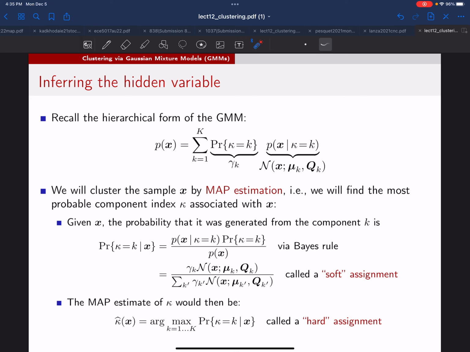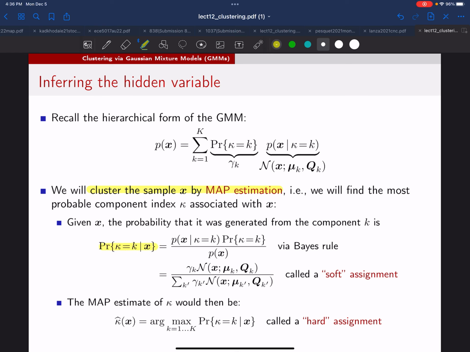So what we're doing is we are starting with p(x), the Gaussian mixture model. We're writing it this way: we have a sum over k, where we sum the probability of kappa equals k times the probability of x given k. As we saw in the last slide, the probability of kappa equals k is these numbers gamma k, and the probability of x given kappa equals k is a multivariate Gaussian with mean mu k, covariance Q k. Okay, so to do the clustering, we're going to use MAP estimation. In other words, finding the most probable component index kappa associated with x.